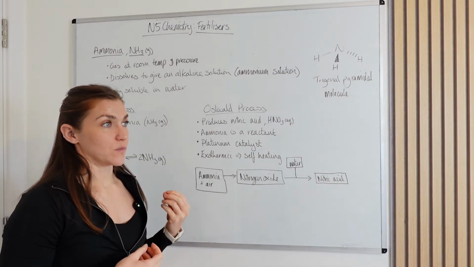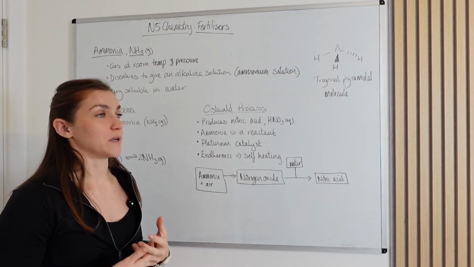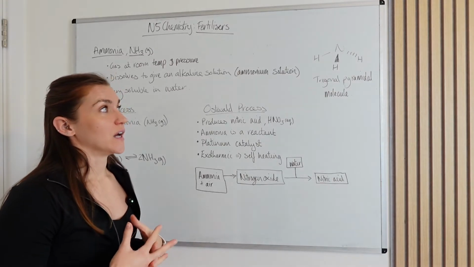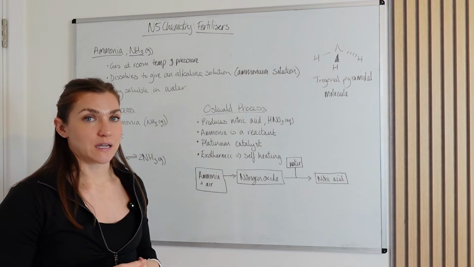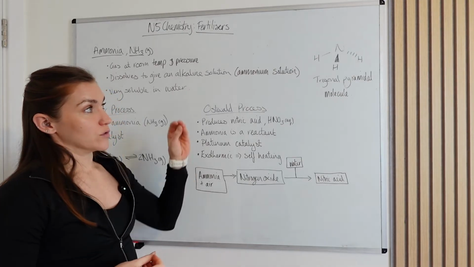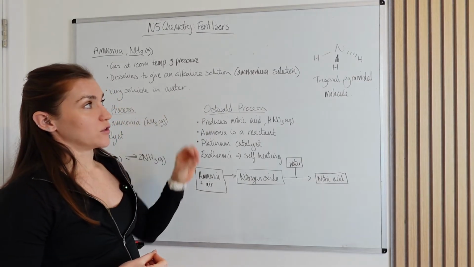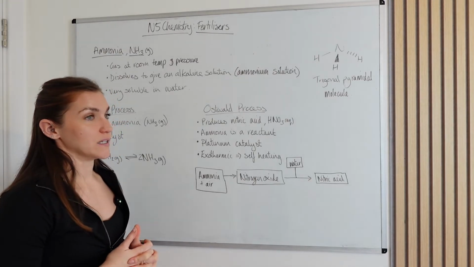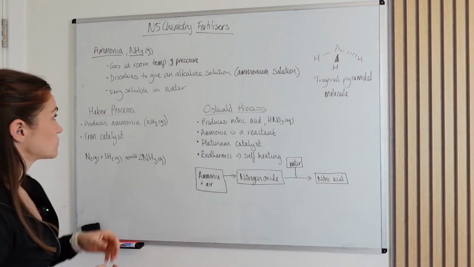So remember from when we did homologous series, we talked a little bit about attractions between molecules, intermolecular attractions, and the weaker they are, the more likely something is to be a gas at room temperature. So ammonia is a quite small molecule with relatively weak attractions between its molecules, so that is why it is a gas at room temperature.